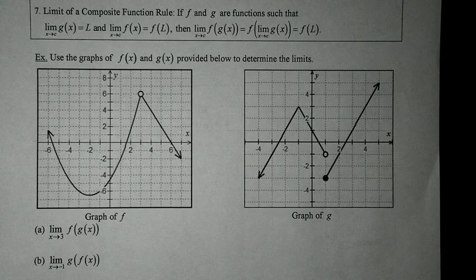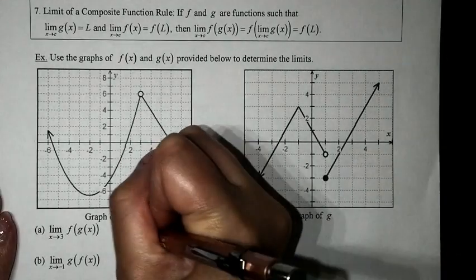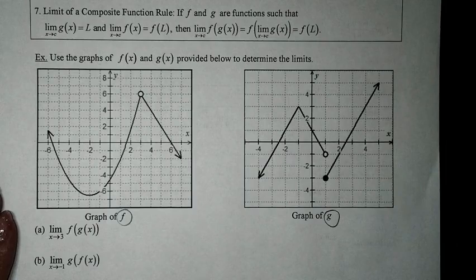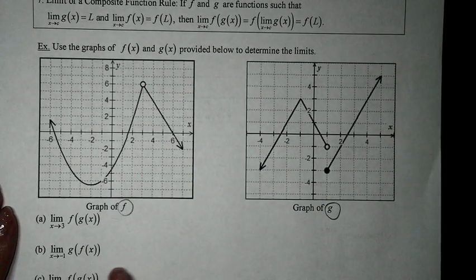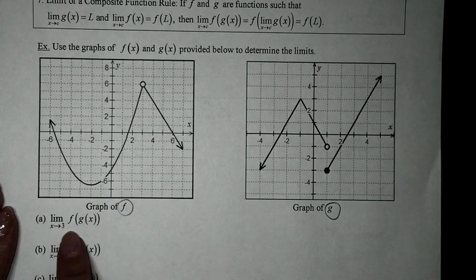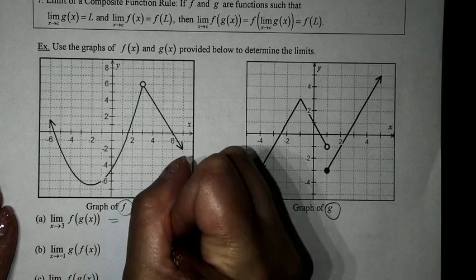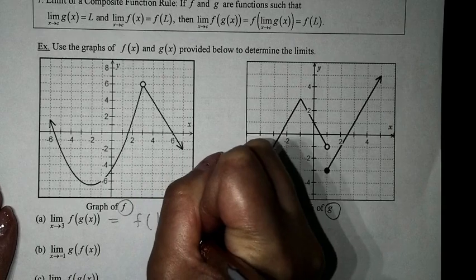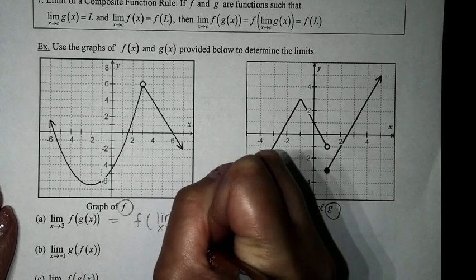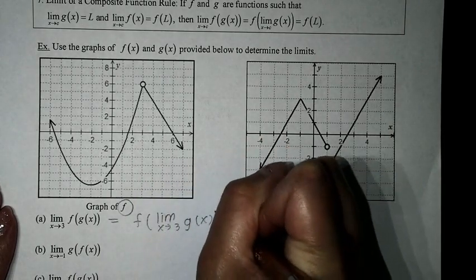So for this problem, we need to use the graphs of f(x) and g(x) provided below to determine the limits. Please note that this is f and this is g. Okay, so let's see what we have here. The limit as x approaches 3 of f(g(x)). So what are we going to do? We have that this is going to be equal to f of the limit as x approaches 3 of g(x). Why do we know that this is true?